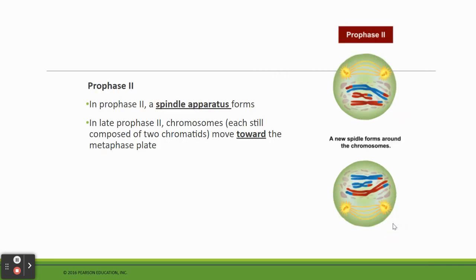All right, so let's break it down. Prophase 2: a spindle apparatus is going to form. There are different phases, guys, so there's early or late. In late prophase 2, chromosomes are each still composed of the 2 chromatids. Those all line up towards the metaphase plate towards the end of prophase 2.